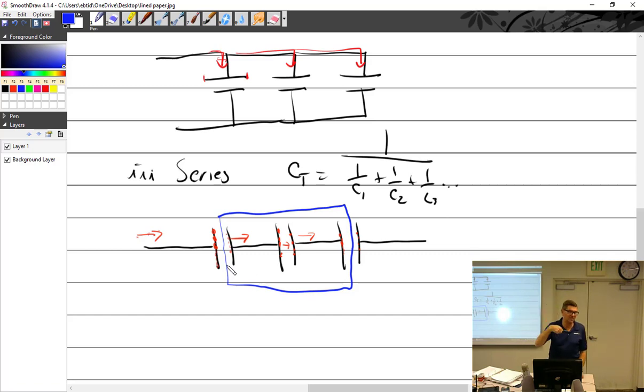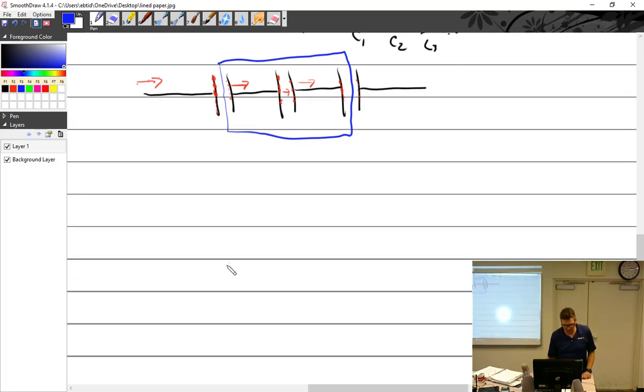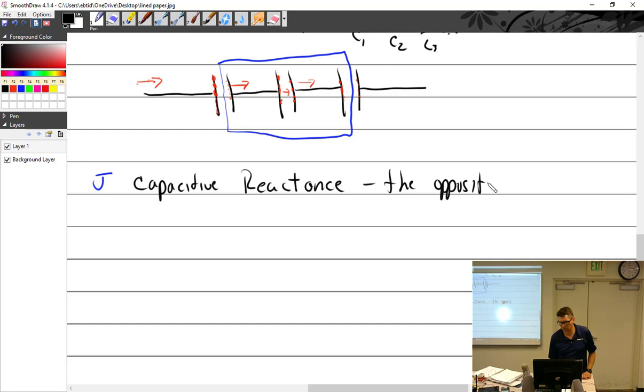So how do we figure out the resistance of inductors? We use that formula, X of L equals 2 pi FL. Well, guess what it is with capacitors? We had inductive reactance, now we're going to have capacitive reactance, which is the opposition to current flow.